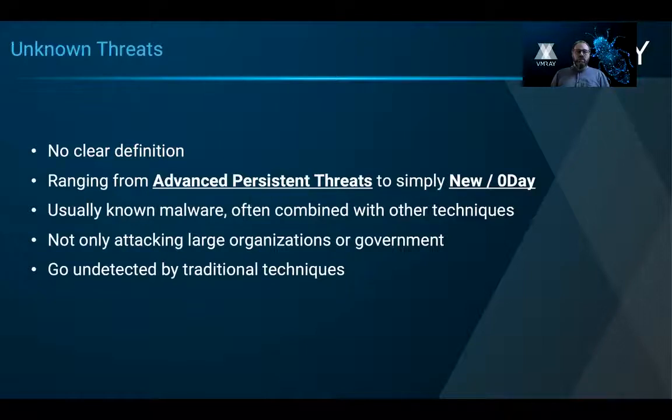Well, what we've noticed is that unknown threats is not really clearly defined. You hear a lot of different keywords out there, ranging from advanced persistent threats to simply new or zero-day threats. But usually unknown malware is actually known malware from the past that's just been combined with other techniques. It's been modified, polymorphed. Of course, not all unknown threats are known malware. There are real zero-day threats out there, and evasion-resistant behavioral analysis also detects these.